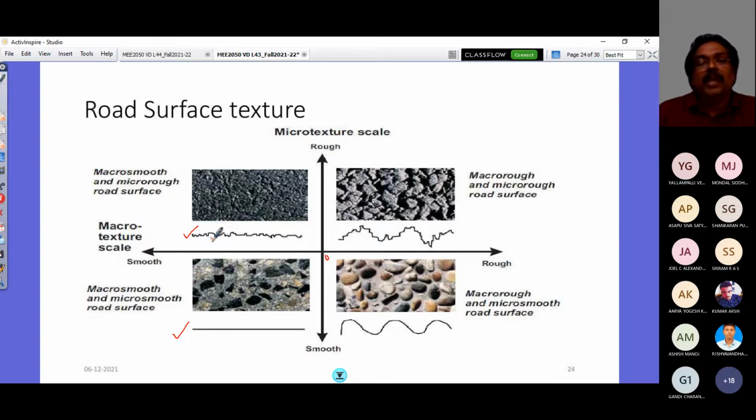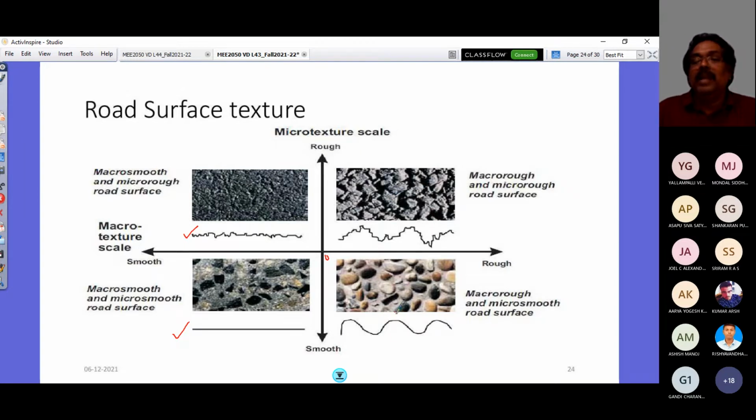So here, if you look at this, peak to peak would be a few micrometers to a few mm, whereas in this case it would be in centimeters, from one peak to the other peak. That is because it is a micro rough surface and macro. Macro means the aggregates are bigger aggregates. Micro roughness is referring to the density of the binding material there.